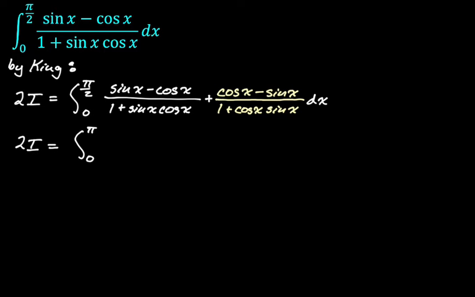2I is 0 to pi over 2. So, look at the numerator. You have a cosine, a negative cosine and a cosine, that's 0. You have a sine and a negative sine, that's 0. We're just integrating 0. So this problem is just 0, and you basically don't need to do anything.